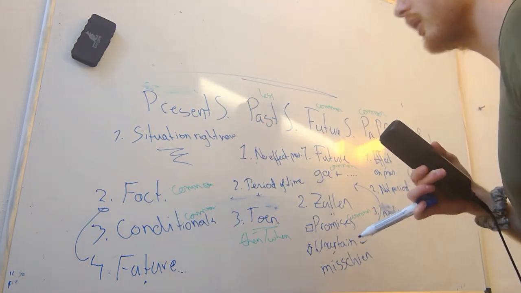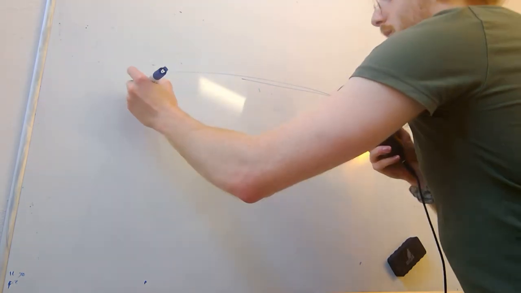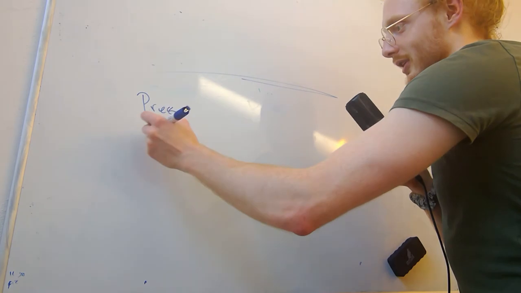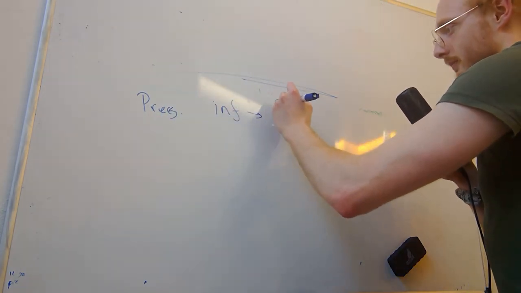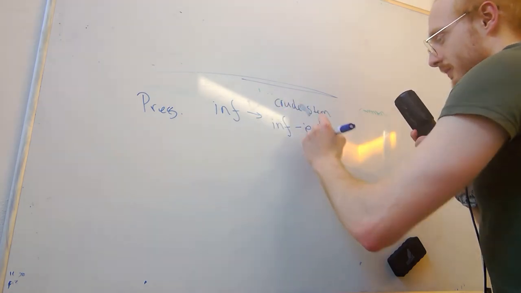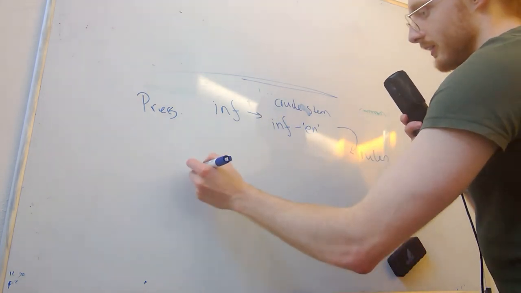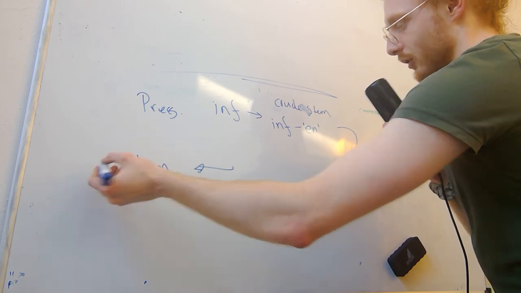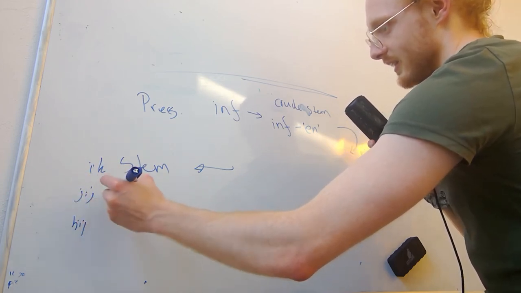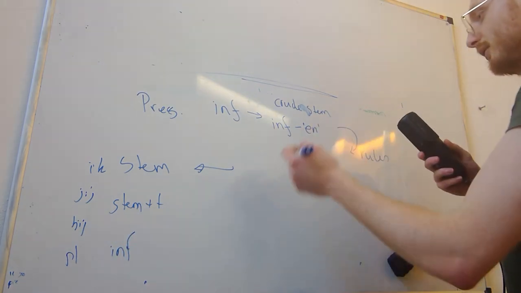No? Okay. Then I will go to conjugating. And I'll do that kind of quickly. The present simple, I think that one you should be the most familiar with. So what you do is we start with the infinitive. Then we go to the crude stem, which is the infinitive minus en, and then we do some rules, and then we get the stem. The conjugation for ik is the stem. For jij and hij, etc., it is stem plus a t, and then for the plural, it is the infinitive again.